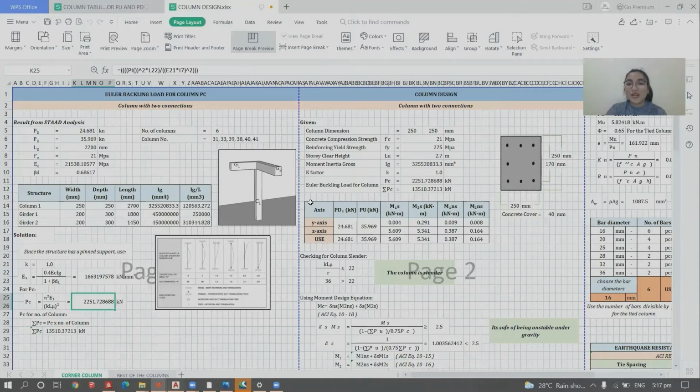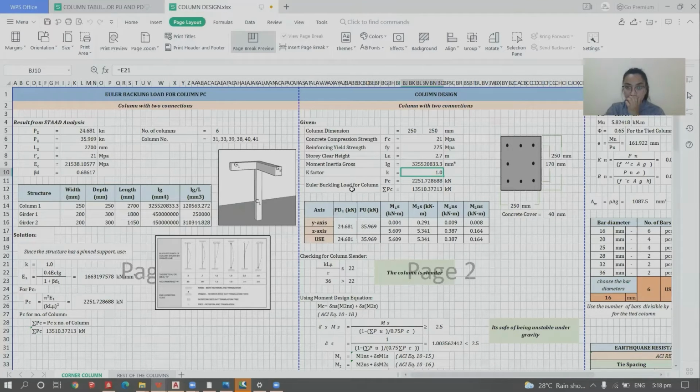corner columns. So we have given column dimension 250 by 250, concrete compression strength or FC, and reinforcing yield strength FY. Since again, the value I used for steel is grade 40. And then we have story clear height, which is 2.7 meters, moment of inertia gross, and the K factor of 1, since the structure has a pin support.